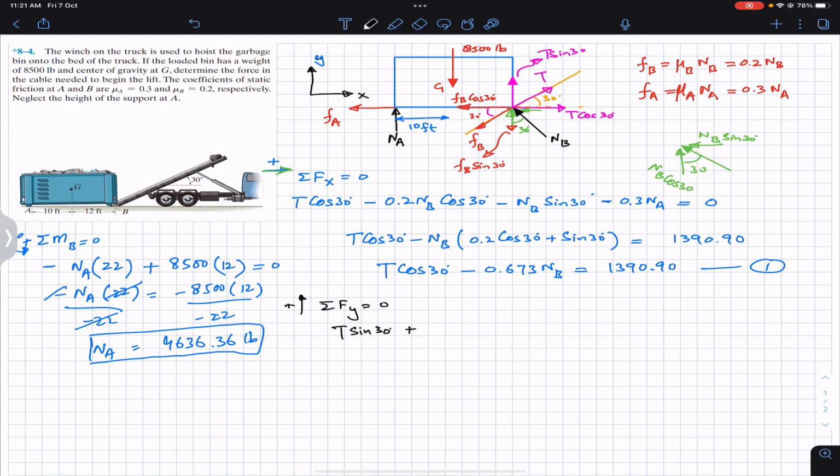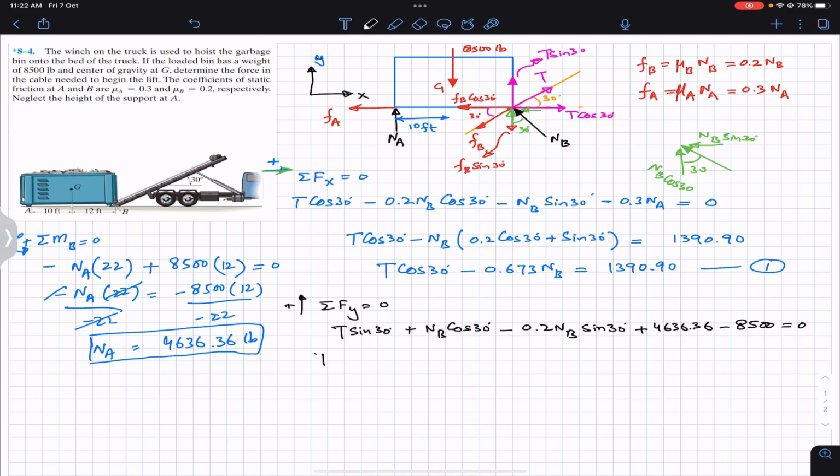So I will write plus NB cos of 30. And then we have this FB sine of 30. This is acting in the downward direction. So I will write minus FB, which is 0.2 NB sine of 30. Then we have this NA, which is going to act in the upward direction, and we know the magnitude of NA, which is 4636.36, and the weight is acting in the downward direction, which is 8500 pounds. So minus 8500 pounds. So this is equal to 0.